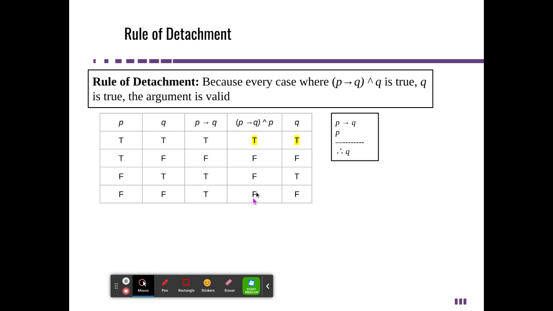The whole idea is that this is a premise right here, and this is a premise. So we put them together: a premise and a premise is equal to this premise, which is true. And in this case, Q, the outcome, is also true. If we do the next one, P implies Q gives us true, and then our P is true.